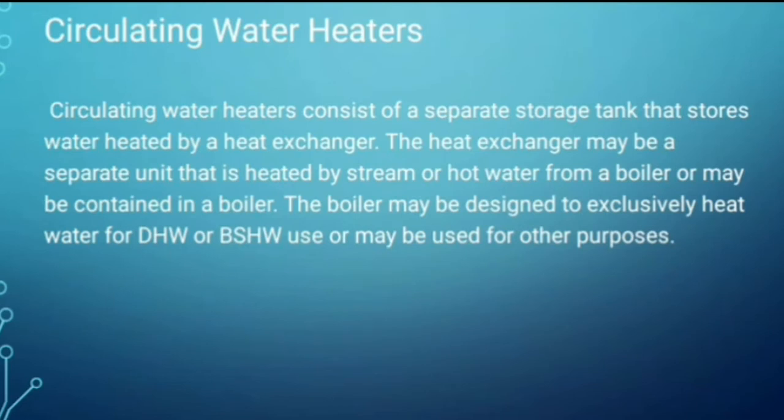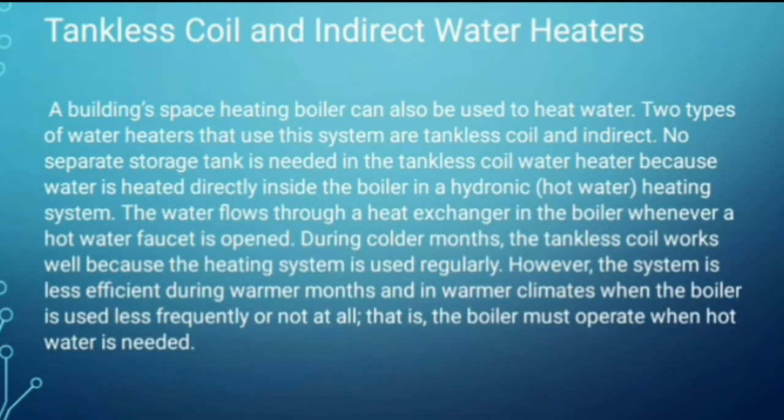Circulating water heaters. Circulating water heaters consist of a separate storage tank that stores water heated by a heat exchanger. The heat exchanger may be a separate unit that is heated by steam or hot water from a boiler, or may be contained in a boiler. The boiler may be designed exclusively to heat water for DHW or BSHW use, or may be used for other purposes.